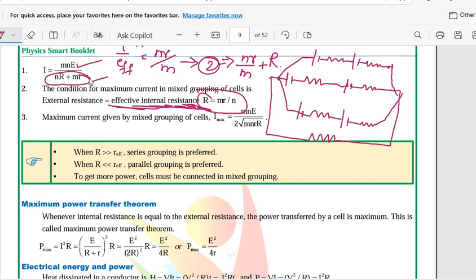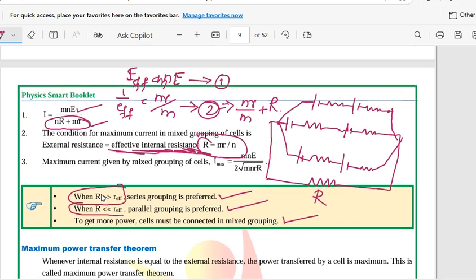When the external resistance capital R is greater than the effective internal resistance, the series grouping is preferred. When the external resistance is less than the internal resistance, the parallel grouping is preferred. To get more power, the cells must be connected in a mixed grouping. So this is the note to remember.